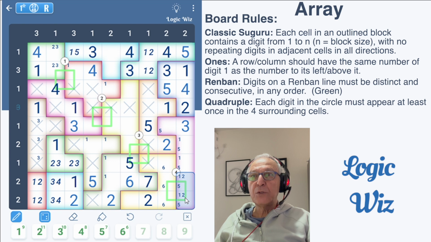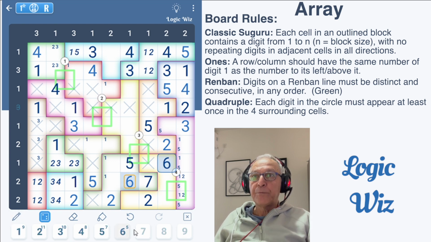Since we must have a 2, I missed this part. Since we must have a 2 on this Renban line, excuse me, 6 can no longer be on the Renban line, because if we start with 2 and we get to 4 consecutive numbers, it's 2, 3, 4, and 5. 6 cannot be here. 6 must be here. Now obviously 5 doesn't have to be here, because it can also be 1, 2, 3, 4 on the Renban line, and we don't know that yet.